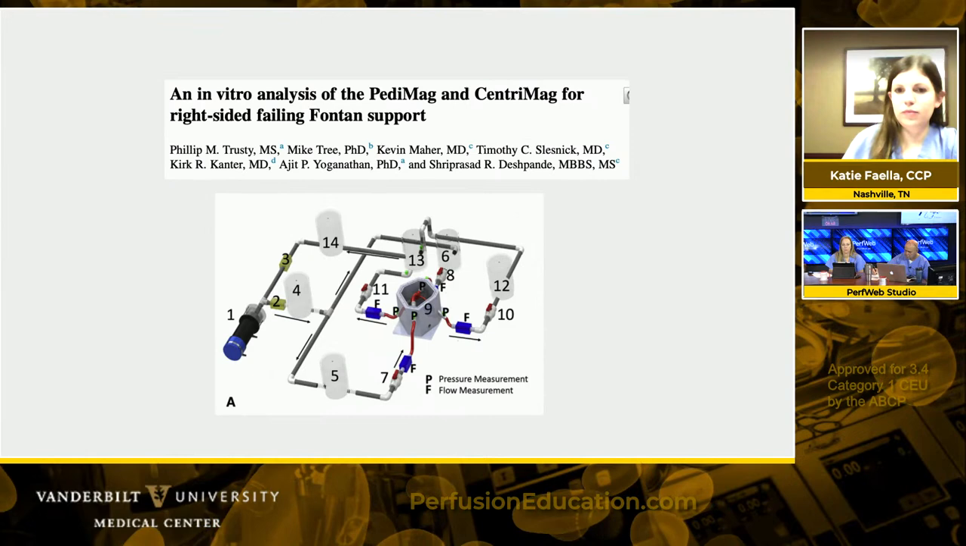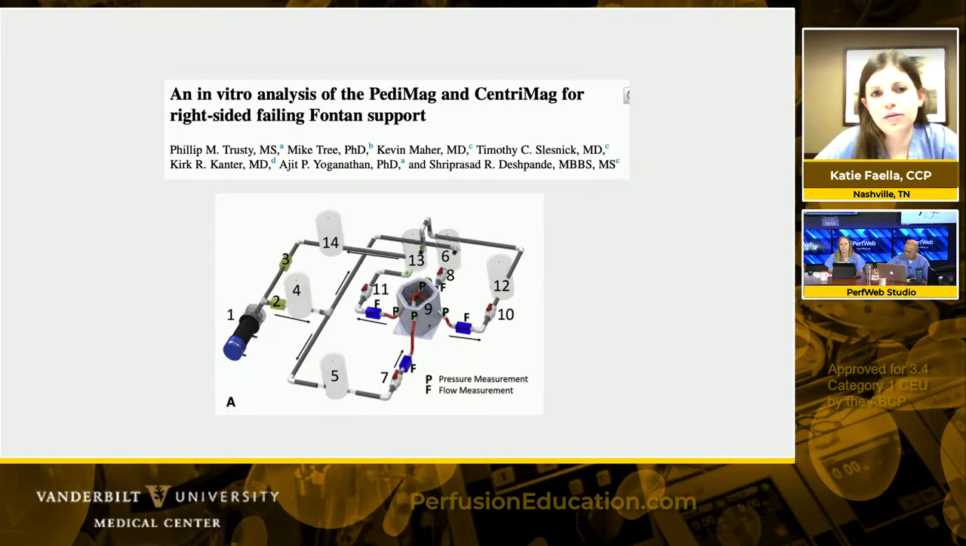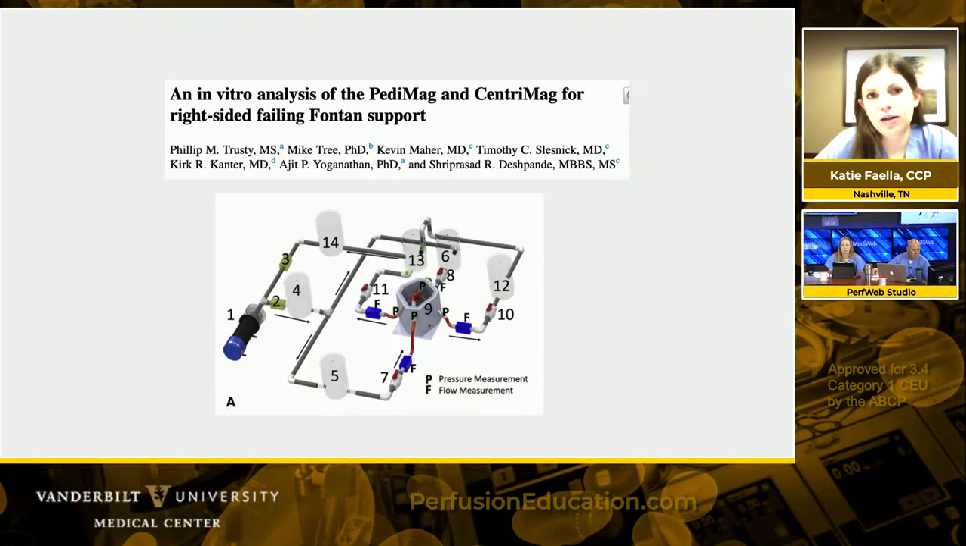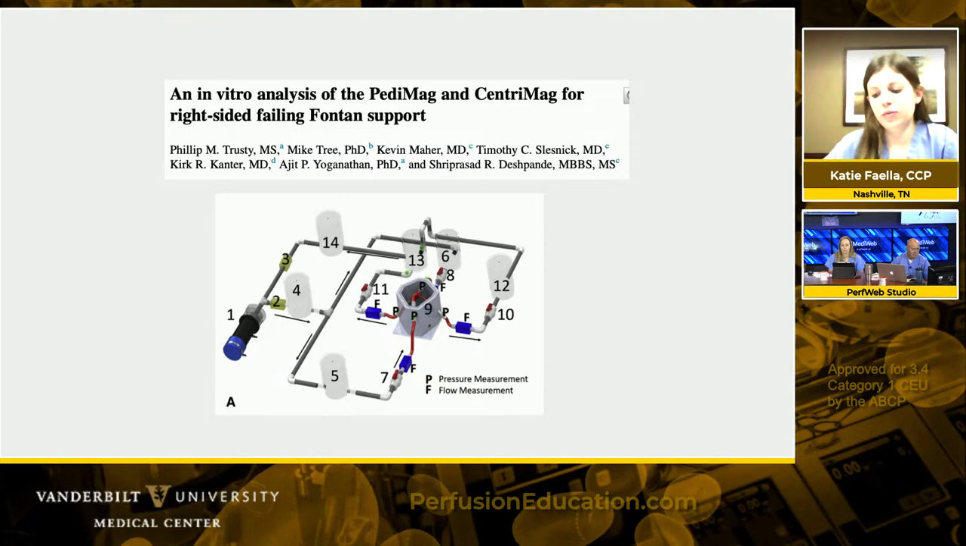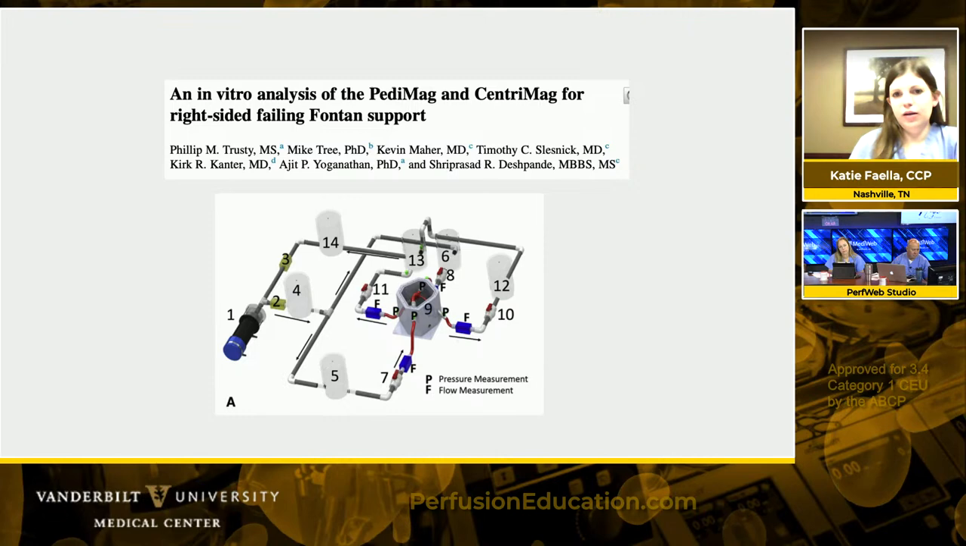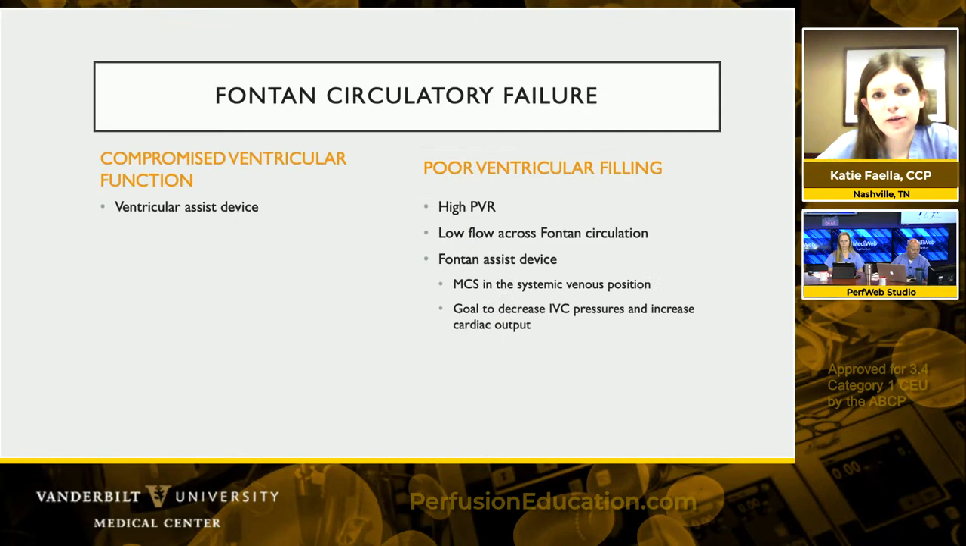And then the other kind of really interesting study that I found is this group that did this analysis, and this was just a lab study. It wasn't on patients, but they did an in vitro analysis of using a PVMag or a CentriMag for right-sided failing Fontan support. So this was really interesting, a new way to use the CentriMag and PVMag. So real quick, before I tell you exactly what they did, let's go to the next slide and just talk again a little bit more about this Fontan failure.